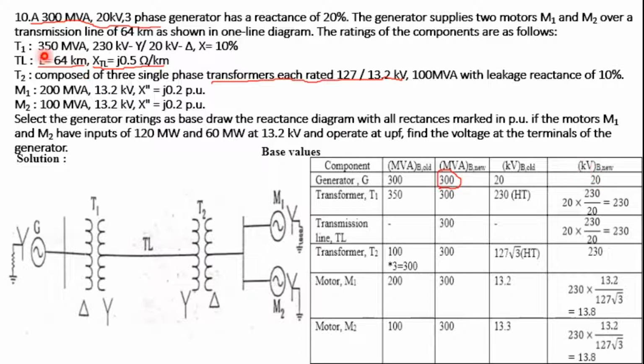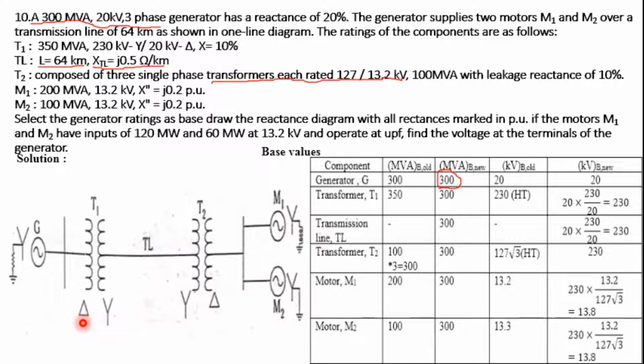Coming to the transformer, 350 MVA is the old value. The new MVA value is constant, meaning there is no change in the new value for the entire numerical. This is 300. Considering transformer T1, it is 230 kV/20 kV. The HT side is 230 and the LT side is 20 kV.